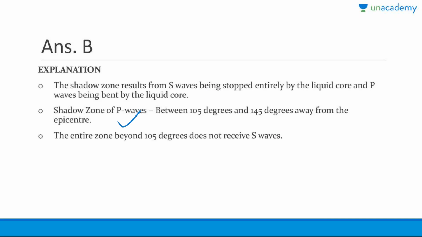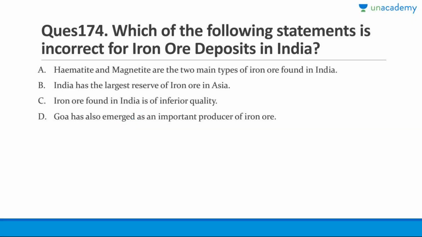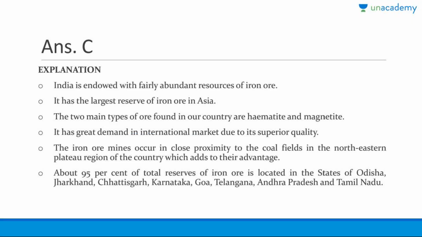Okay. Question 174. Which of the following statements is incorrect for iron ore deposits in India? Iron ore found in India is of inferior quality. No, India has good quality iron. So this is wrong, and all the others are correct. Hematite and magnetite, some of the best iron ores, are found in India. India has the largest reserves. This is also correct. Goa has also emerged as an important producer of iron ore. About 95% is found in these states. The iron ore is in great demand in the international market because of its superior quality. Do read all these points.